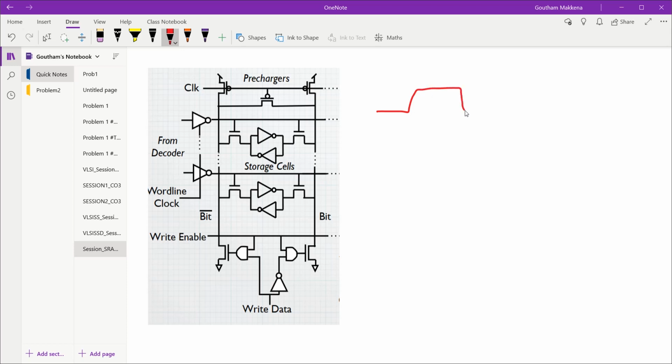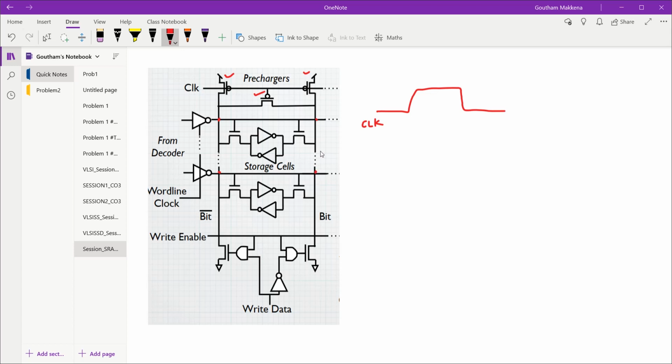Suppose this is the clock on which it is running. So what happens when clock is 0? When clock is 0, like we have seen in the previous video, this is on, this is on, and this is on, and all these three pass strong ones. And all these nodes are pre-charged to a value of VDD.